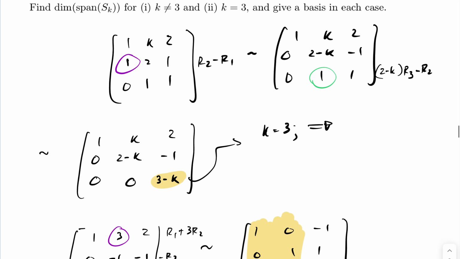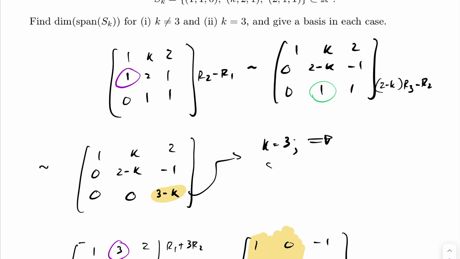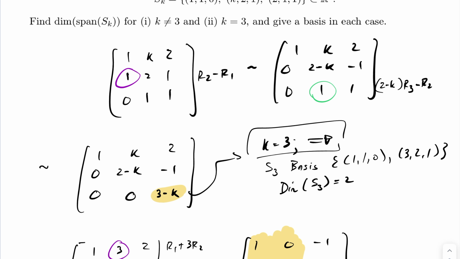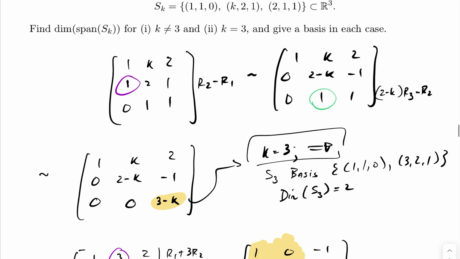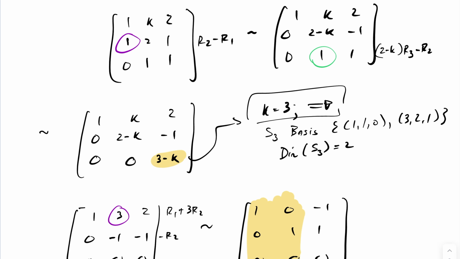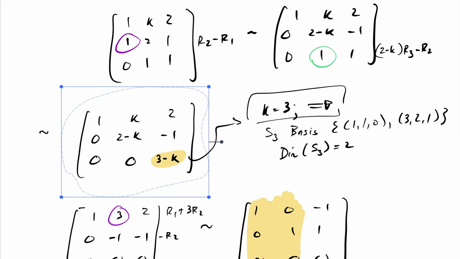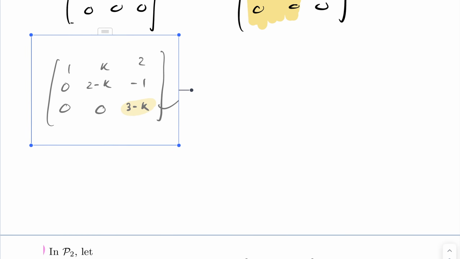But at any rate here, when k is 3, we have a basis for S3. If k is 3, this would be the set S3, has a basis of vector 1, 1, 0, and 3, 2, 1. That's a basis, and the dimension of S3 is 2. All right, let's take a look here. Now let's go back to where we're at here. Go back to this matrix that we were working on.